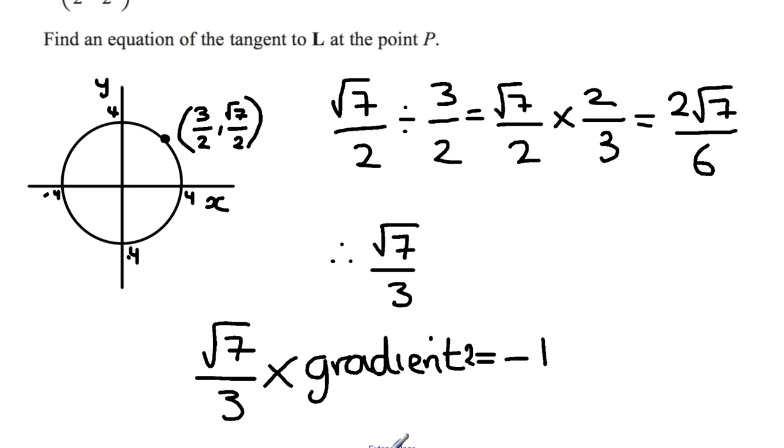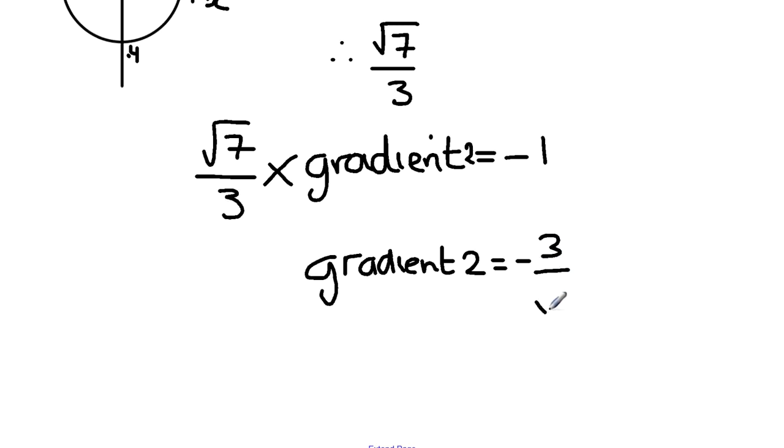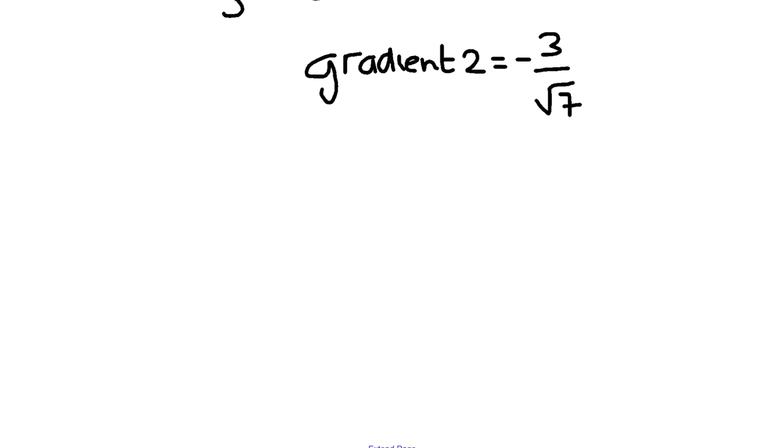Now I need to rearrange the equation to make gradient 2 the subject. So gradient 2 is equal to minus 3 over square root 7. So the perpendicular gradient is negative 3 over square root 7. Now that I have the perpendicular gradient, I need to find the equation of the perpendicular line.